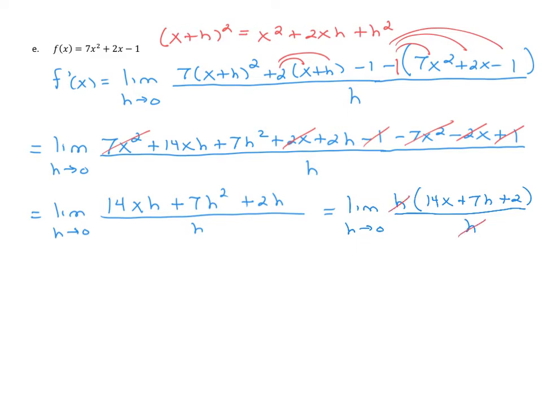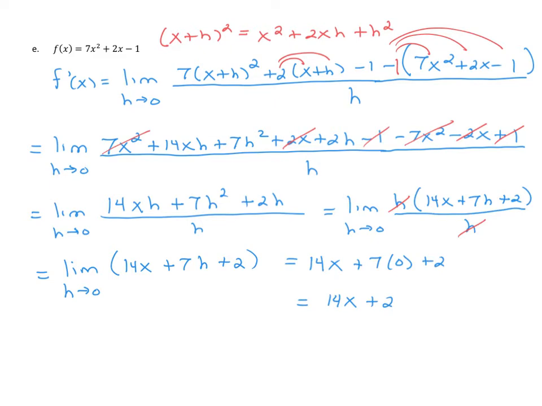The h's cancel. I now have the limit as h goes to 0 of 14x plus 7h plus 2. I can put 0 in place of h to evaluate this limit. We get 14x plus 7 times 0 plus 2, but we don't need to write the 7 times 0, and this means the answer is 14x plus 2. So that would be the answer to this problem. The formula for the derivative is 14x plus 2.